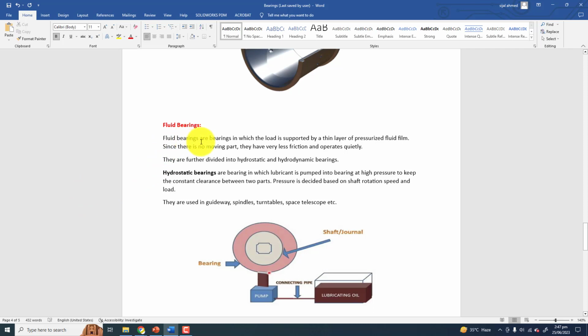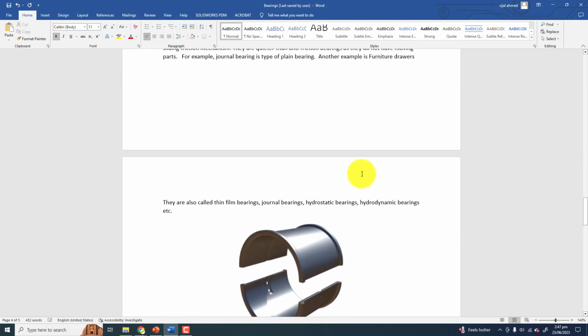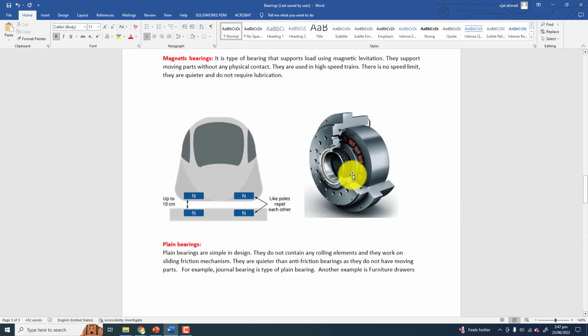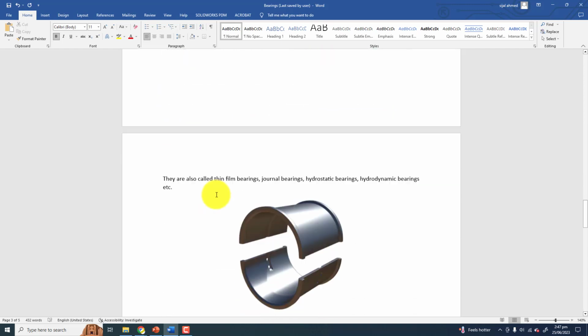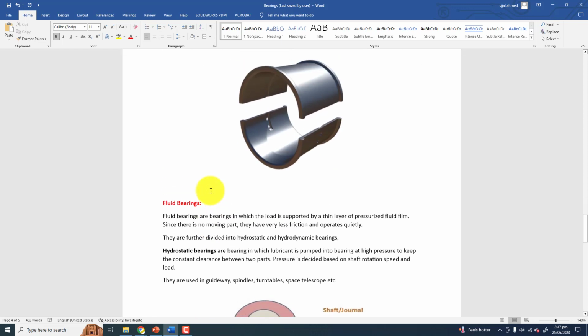So the fluid bearings are the bearings in which the load is supported by a very thin layer of pressurized fluid film. That pressurized fluid film is responsible for making the distance between the two surfaces. Because of the oil, we have only the friction due to the oil. So it has much less friction compared to other bearing types, and they are also quieter. Definitely they are not quieter and less frictional, or frictionless, as compared to the magnetic bearings, but they are the best among the other bearings.